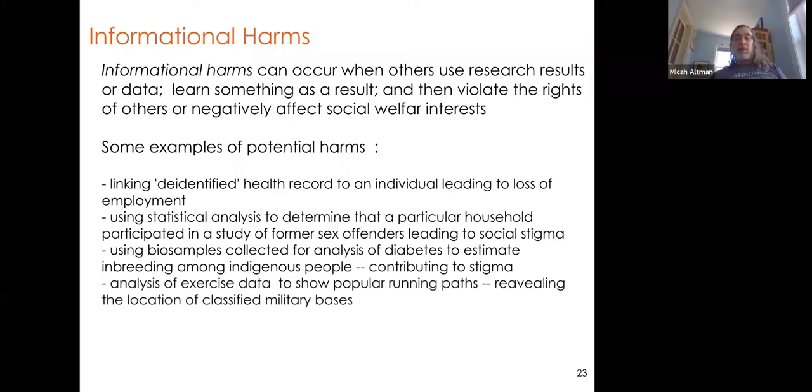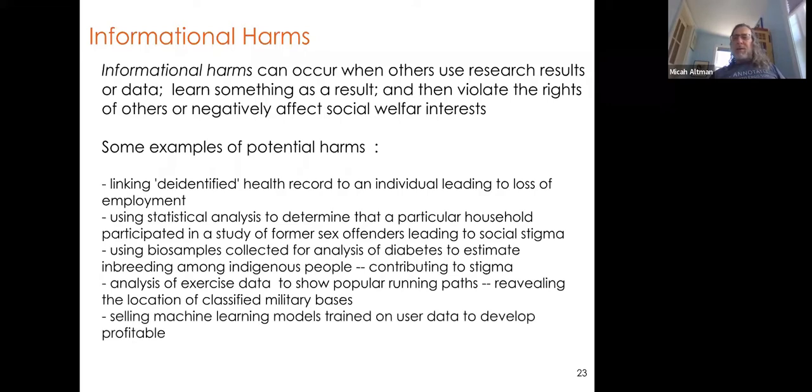Another is analysis of exercise data shows what popular running paths exist, and it also shows you where classified military bases are. This happened with the Strava application. Again, probably not anonymization, at least not in the way that it's typically thought of. Or you build really good machine learning models, you train them on user data, you develop something profitable, and you don't share the results. Well, potentially, an economic misappropriation, but not anonymization.